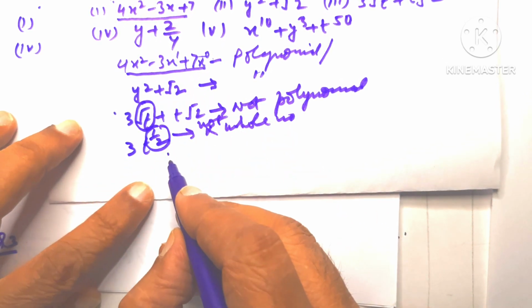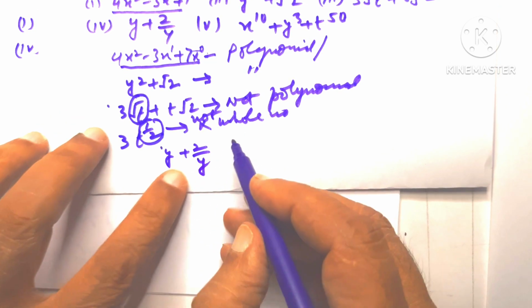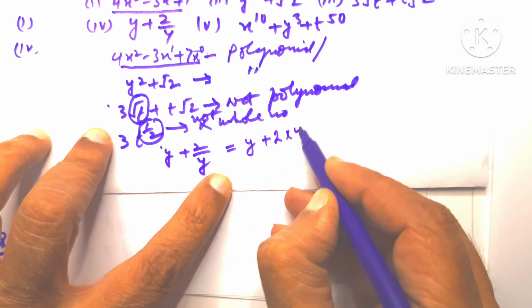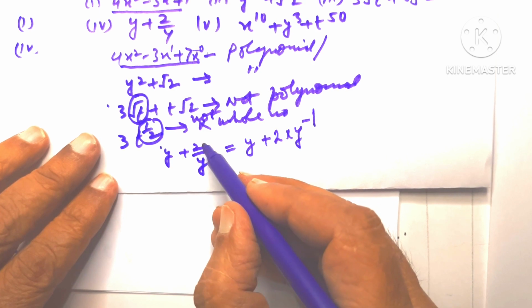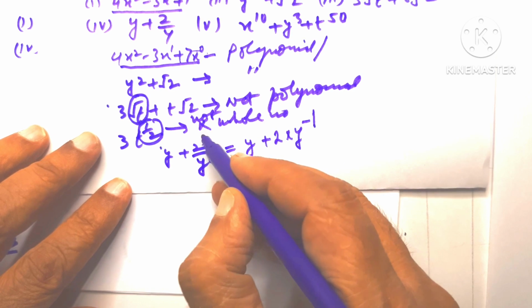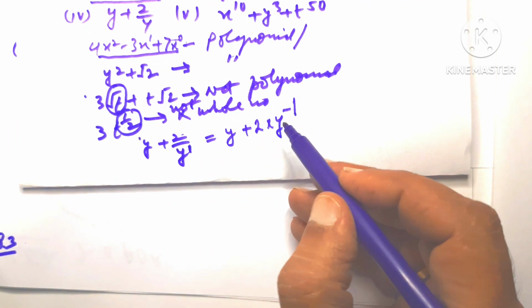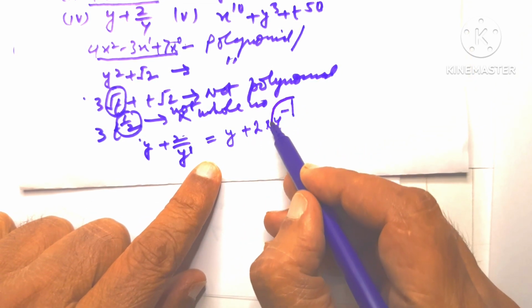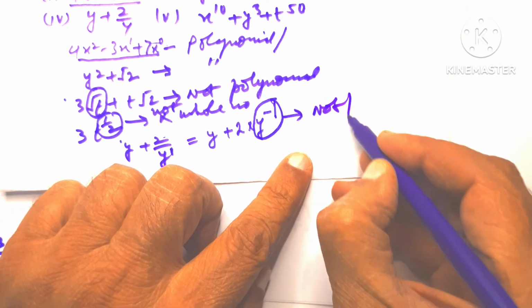Now, fourth part is y plus 2 over y. This is equal to y plus 2 into y to the power minus 1. When it is in the denominator and goes up, its power becomes minus 1. Here it is 1; when it goes up, it will be minus 1. This is the law of exponents. So now this power becomes negative, so it is not a polynomial.